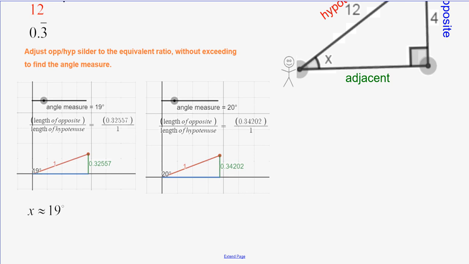So that's what we're practicing today. You have the remaining problems on your day 14 handout that coincide with your day 14 Class Kick for you to practice your ratios, whether you're working with opposite over hypotenuse or adjacent over hypotenuse. The key is to label the triangles, adjust the sliders to find your missing pieces. Class Kick is programmed for you to enter your results for the side lengths rounded to the nearest hundredth and angle measurements to the nearest degree.